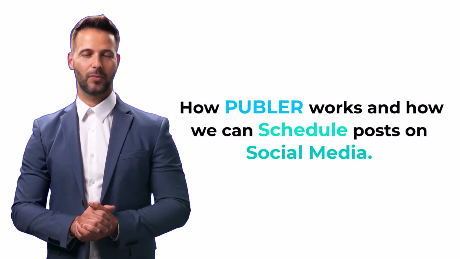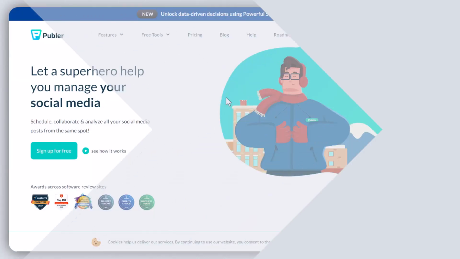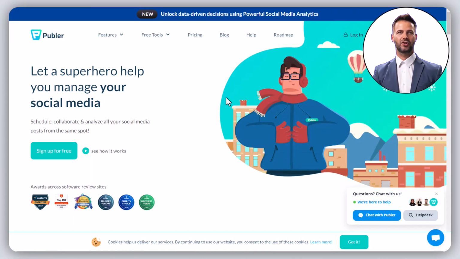Welcome to this tutorial, where we will guide you through how Publer works and how we can schedule posts on social media. To create a Publer account, first go to the Google website and search for Publer.io. You'll be seamlessly redirected to the account creation page. From here, simply sign up for free.